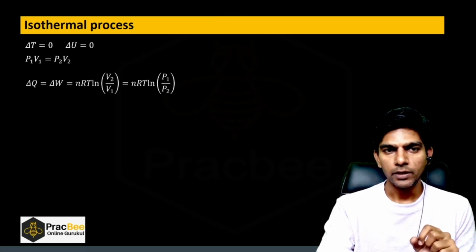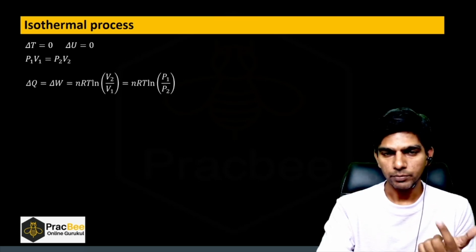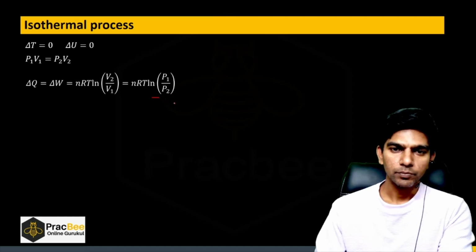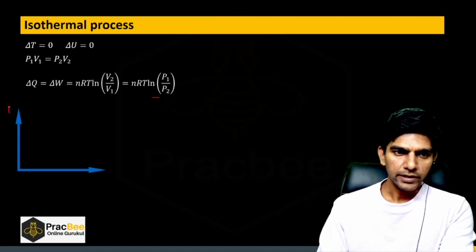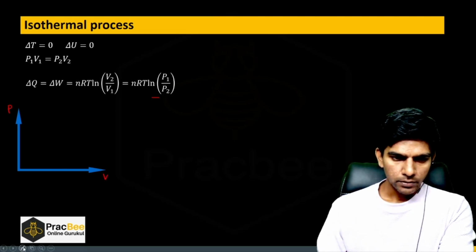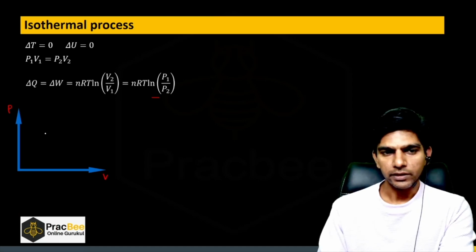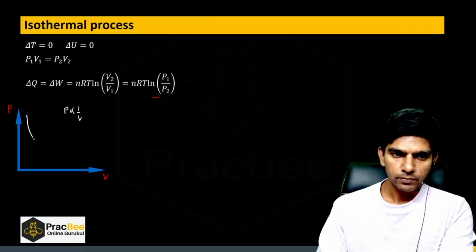of thermodynamics. And in isothermal process, the work done is nRT ln V2 by V1, or we can also replace V2 by V1 with P1 by P2. So it will be nRT ln P1 by P2. Now, if we show the indicator diagram, let us say on the y-axis we have pressure, on the x-axis we have volume. Can you see? So as the volume increases, pressure will decrease because P is inversely proportional to volume. So the graph will look like this.